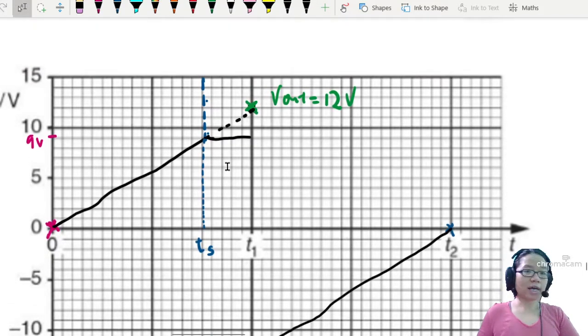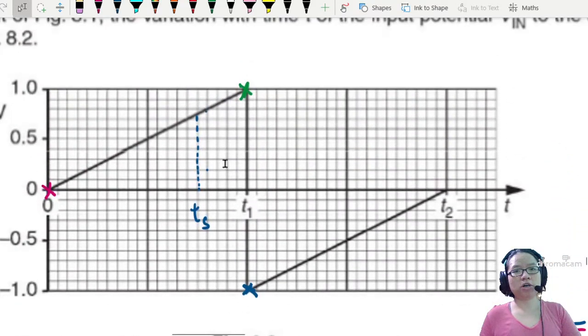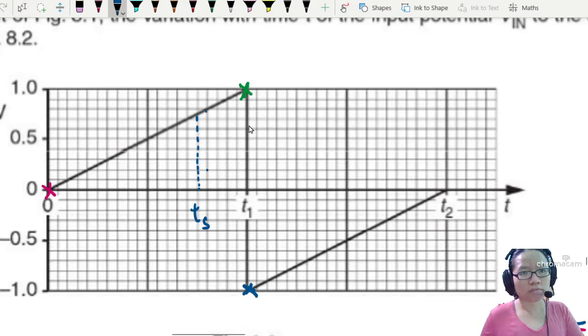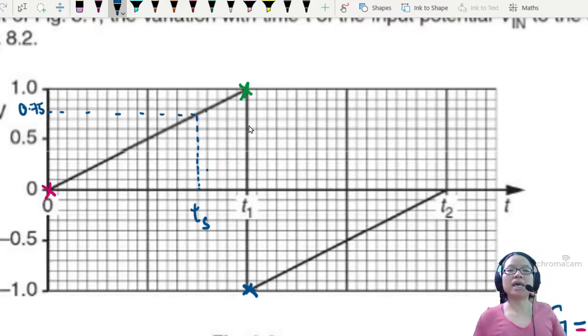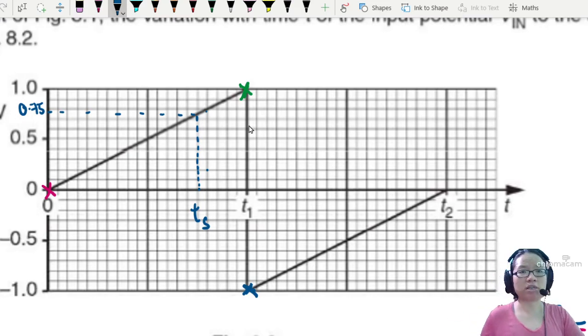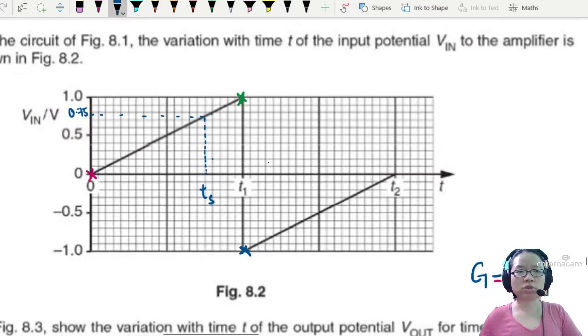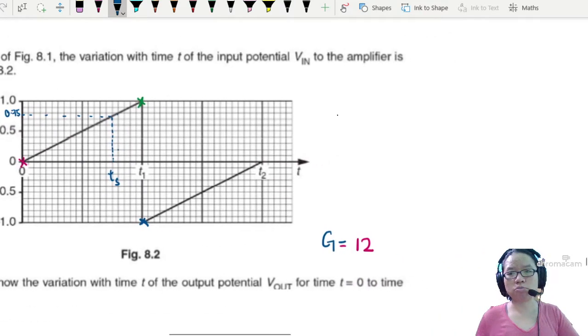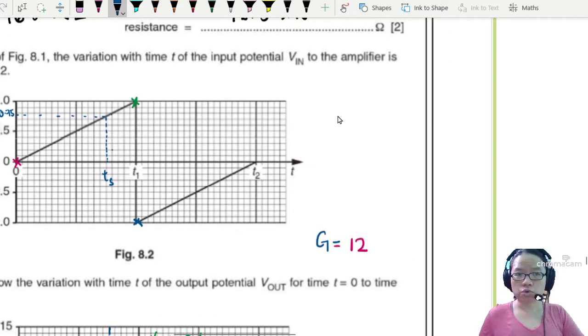All right, so there's always a way to test, because when you take the halfway mark here, you will notice that this happens to be 0.75. That is the maximum V in that you can have before your op-amp saturates. So another way to test is by calculation. You can say that the gain is 12.